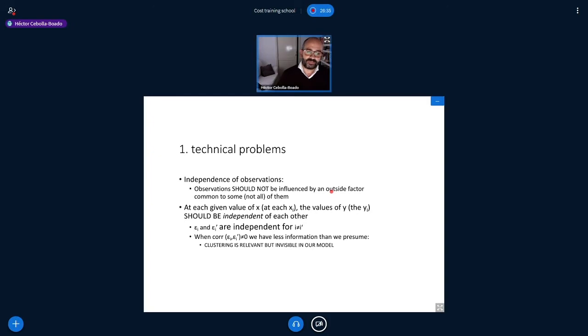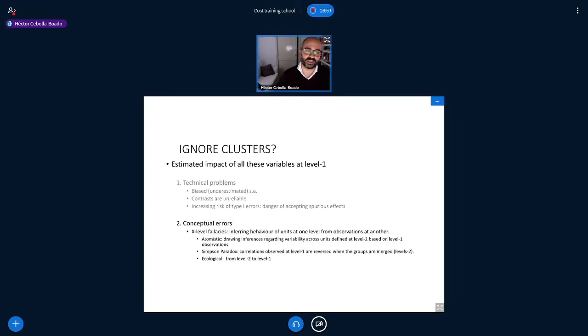And when these errors are not independent from each other within each cluster, then we have all these problems that I was just mentioning. Your standard errors will be biased. You will underestimate them, and you will be more likely to commit type 1 errors, no? And accept effects as valid when they are in fact spurious. But you will also be risking committing conceptual errors of different kinds.